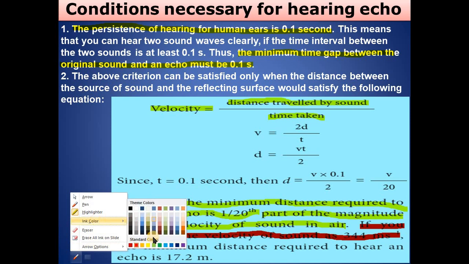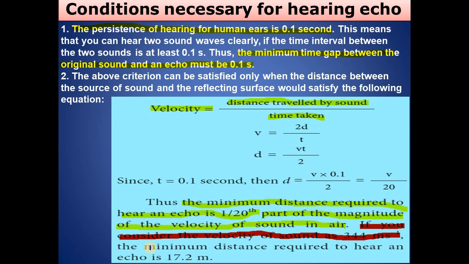So here the minimum distance required to hear an echo is 17.2 meters. Please note it down, children. 344 meters per second is the velocity of sound. 17.2 is the minimum distance for hearing an echo.